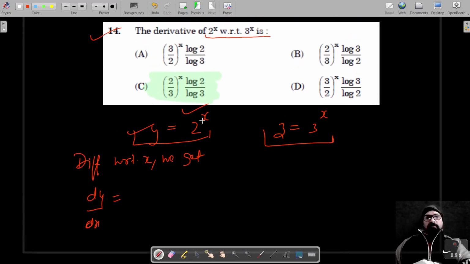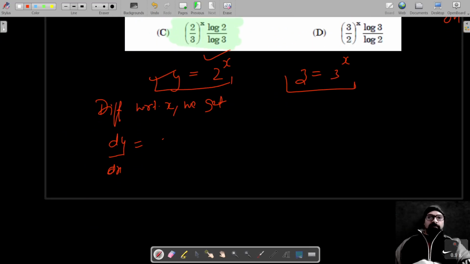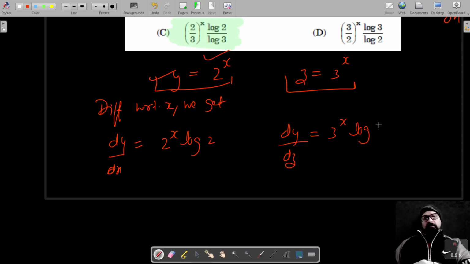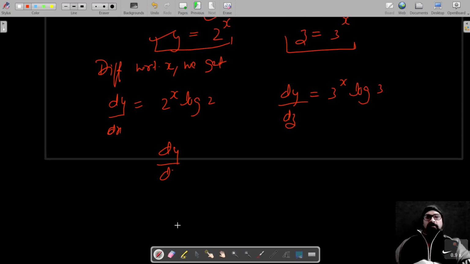This is the formula of differentiation of a raised to the power x: the differentiation of a raised to the power x is a raised to the power x into log a. So this becomes 2 raised to the power x into log 2. Similarly, differentiating z with respect to x, we get dz by dx equal to 3 raised to the power x into log 3.